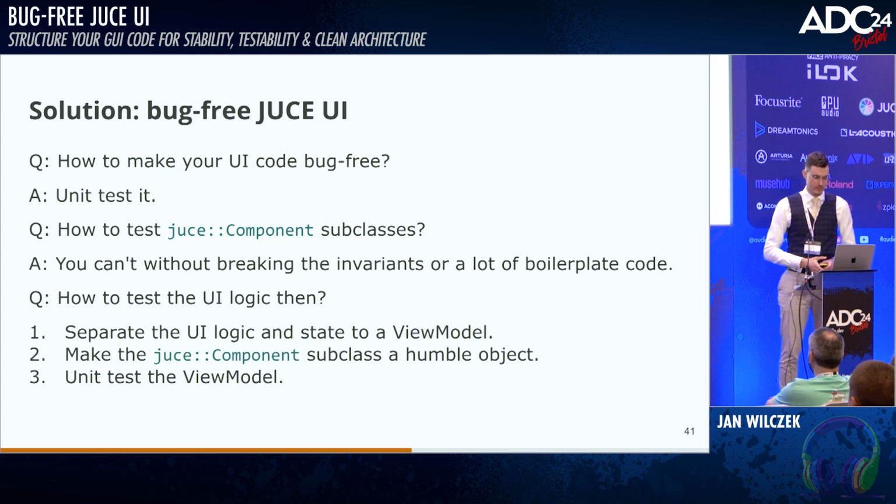So let's recap what we discussed so far. We want to make our UIs bug-free. So we said the best way to assert this is to unit test it. And then how to test JUCE component subclasses? Well, it's difficult without breaking the invariants or a lot of boilerplate code. So the idea is to separate the UI logic and state to a view model, make the JUCE component subclasses humble objects, and unit test just the view model.